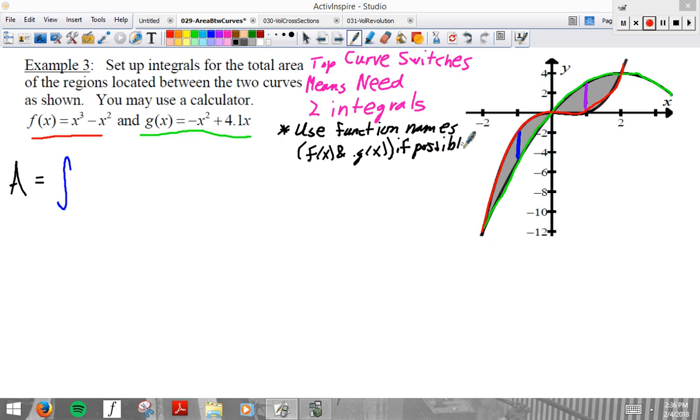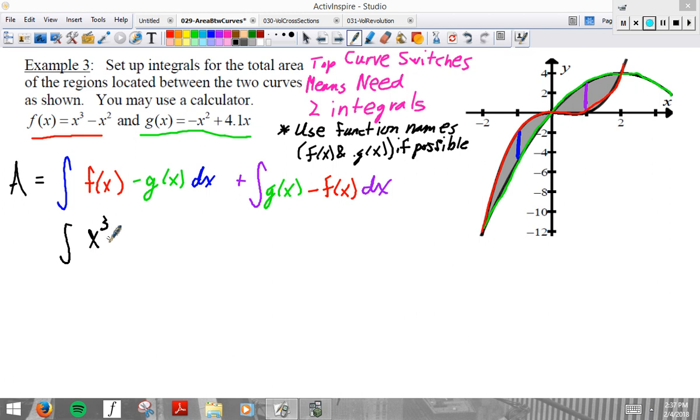And the reason for this is to avoid any mistakes with the negative. So I'll show you what I mean one more time in a second. For the blue integral, we have f of x minus g of x. That blue slice, top minus bottom. For the purple, we're talking about g of x minus f of x dx. Okay? Just so you can visualize what I mean by using function names.